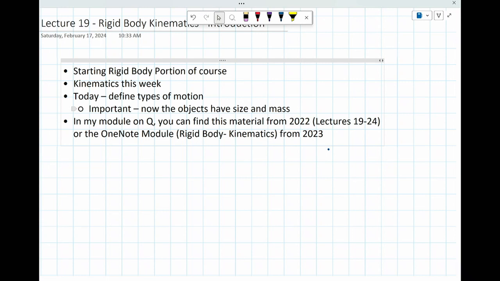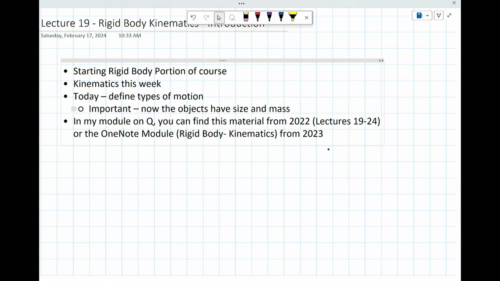So this week we start something new, and we're looking at the rigid body portion of the course. Up until now, we've done everything you need to do in particle kinetics and kinematics. And we're going to do exactly the same thing, but now for rigid body kinematics and then kinetics. So kinematics this week and part of next week, and then for the next 8-10 lectures, I forget how many, we have additional material to cover on the kinetics. So we do second law, work energy, and momentum.